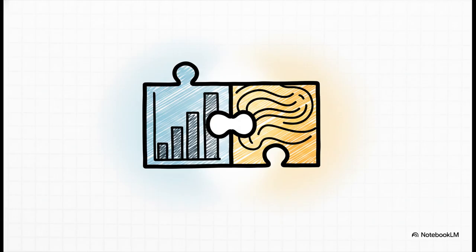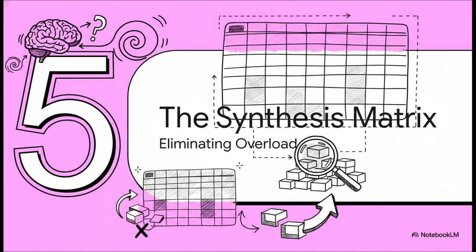CCM makes sure that every single data point, whether that's a quantitative statistical effect size, giving you the what, or a qualitative theme giving you the how, gets systematically compared. That's how you build a truly holistic, unified narrative. Next up, Section 5, the synthesis matrix.